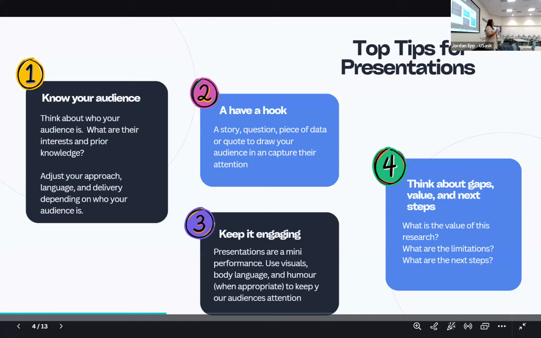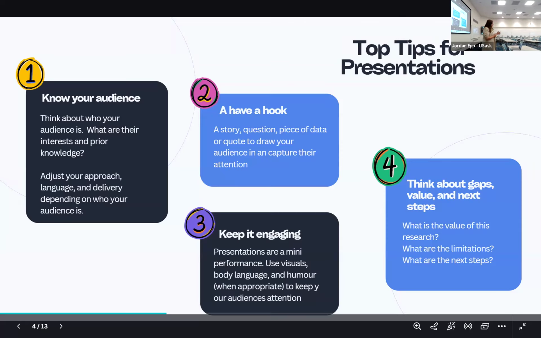Keeping it engaging, which hopefully I'm modeling. This is a mini performance. So you're using good body language, you're changing your tone and your pace of speech, to really draw people in and hammer in some points. You can move around. You're using your poster as a guide for where you are, but you also have good body language. You're also paying attention to your audience. If they're starting to shift and look uncomfortable or falling asleep, I might do something that brings them back. So keep an eye on where they're at as well. And humor, when appropriate, always works to keep your audience engaged.